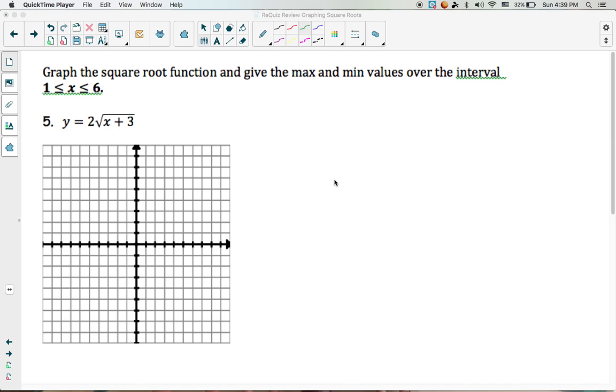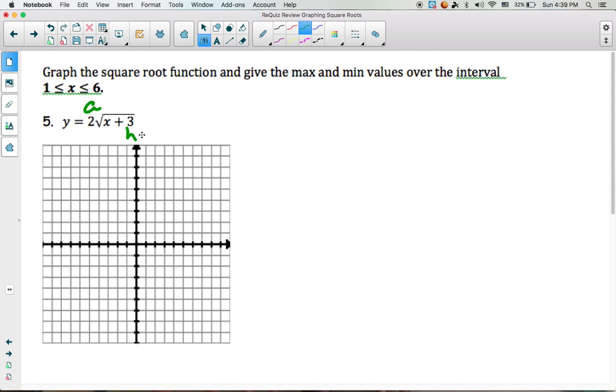ReQuiz review, graphing square root equations, question number 5. We're going to go ahead and graph y equals 2 times the square root of x plus 3. And if we look at this equation, there's a number in front. That is an a value, so that's going to stretch or shrink the graph. And then there's this h value underneath.